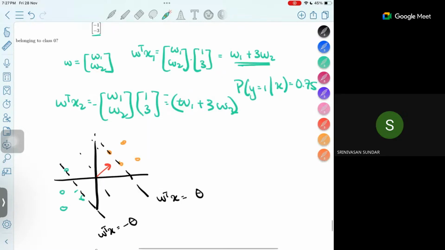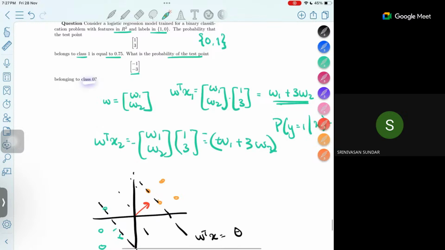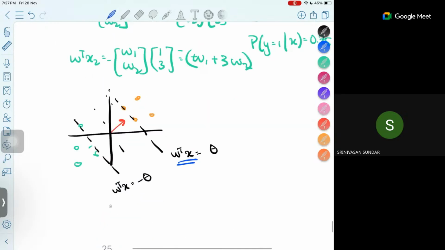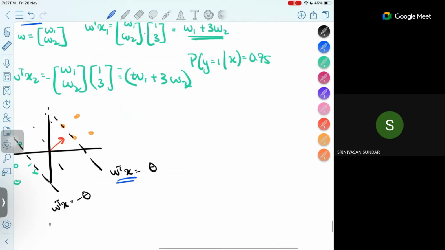So of belonging to the negative class, so class 0. In this case, the other point has a 0.75 chance of belonging to the negative class, because it makes the exact same dot product but the negative of it.